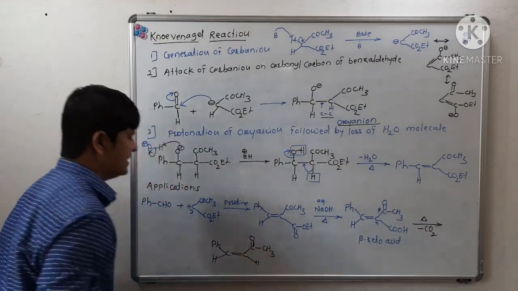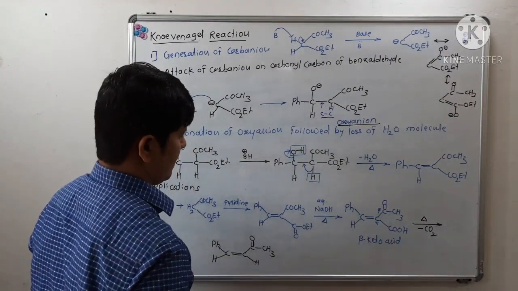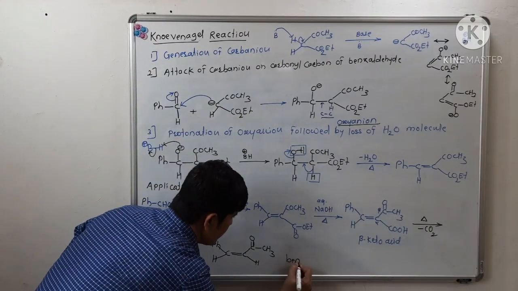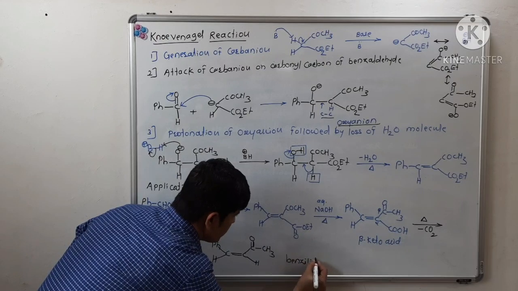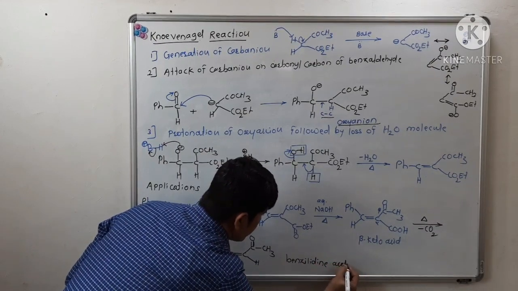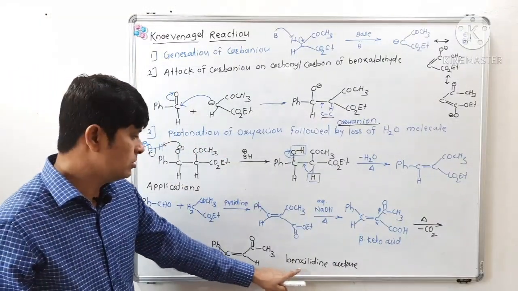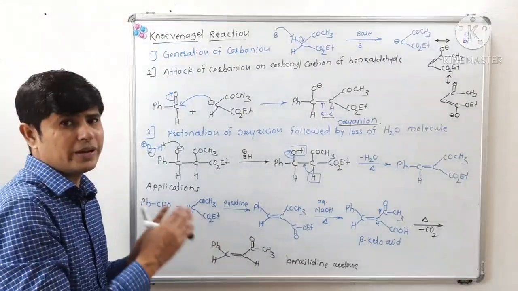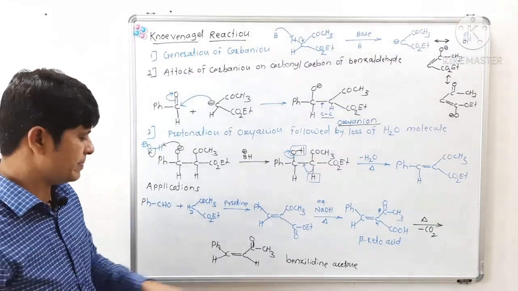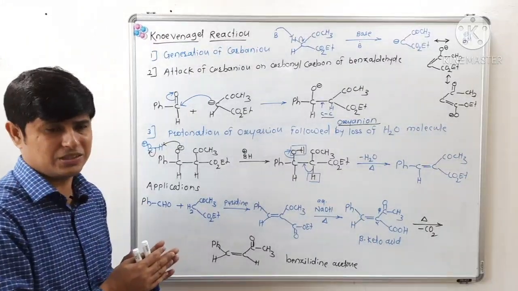This is called benzylidene acetone. So we can prepare benzylidene acetone through this approach, through the Knoevenagel condensation reaction. This is the first application of this reaction. We can prepare benzylidene acetone through this Knoevenagel condensation reaction.